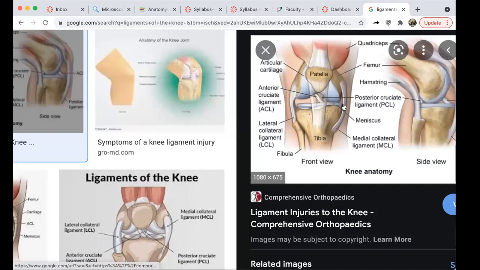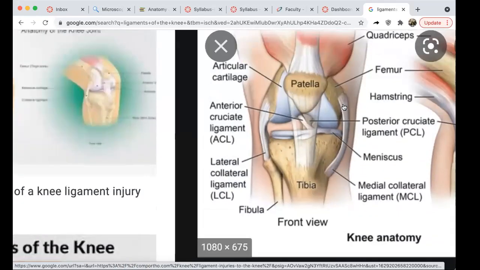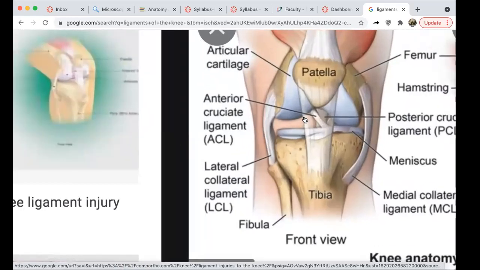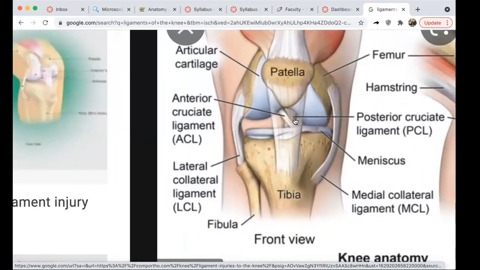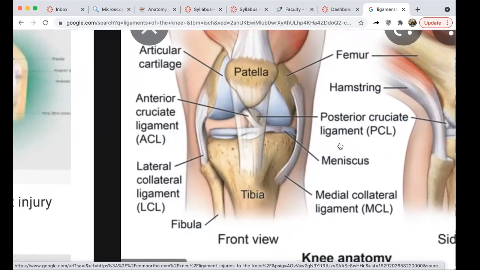All right, so if we look here, these are the major ligaments of the knee. The one in front is called the anterior cruciate ligament, because compared to the one behind it, the posterior cruciate ligament, it is closer to the front of the body. The posterior cruciate ligament sits behind it, closer to the back of the body. The lateral collateral ligament is on the outside of your leg. The medial collateral ligament is on the inside of your leg, meaning that it's facing more toward the midline of the body.